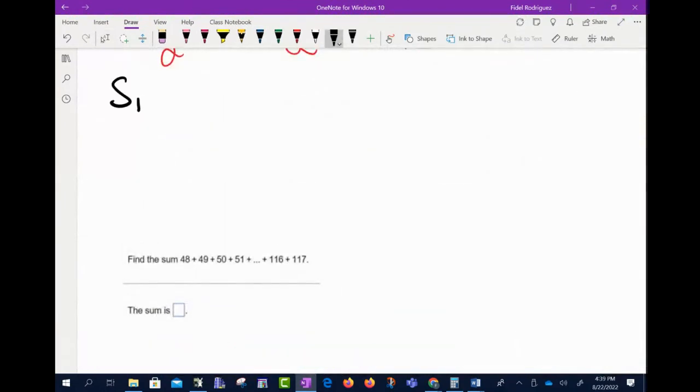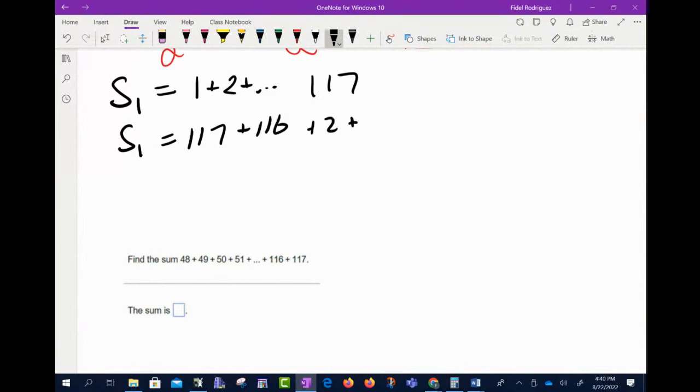I'm going to call this sum 1. If I was adding these numbers all the way down to 117, I would know how to do that problem, right? I would rewrite it in the reverse order, and twice the sum is going to give me 118 plus 118 all the way down to another 118.